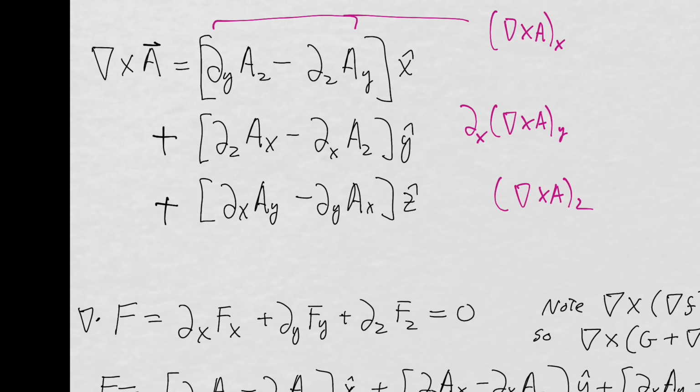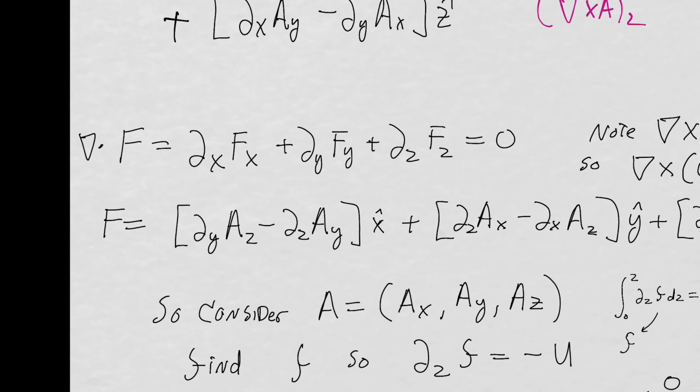All right, so with that in mind, the notation for the divergence is simply the derivative with respect to x of the x component, the derivative with respect to y of the y component, the derivative with respect to z of the z component. And if the divergence equals 0, this sum must equal 0 for whatever the vector F is.